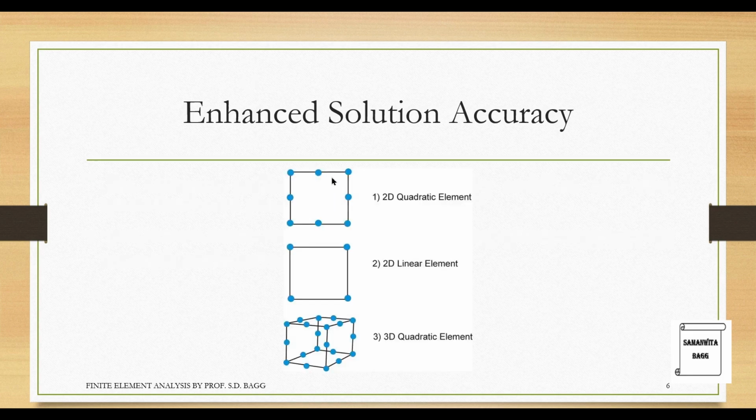So you can see here, this is one element, you will add more nodes. Same way, this is a 2D linear element where you have only 4 nodes. This is quadratic, the first one. This is linear. And the third one is 3D quadratic because you can see the figure is 3D and you have added more nodes. So these kinds of additional nodes always give you a better solution.